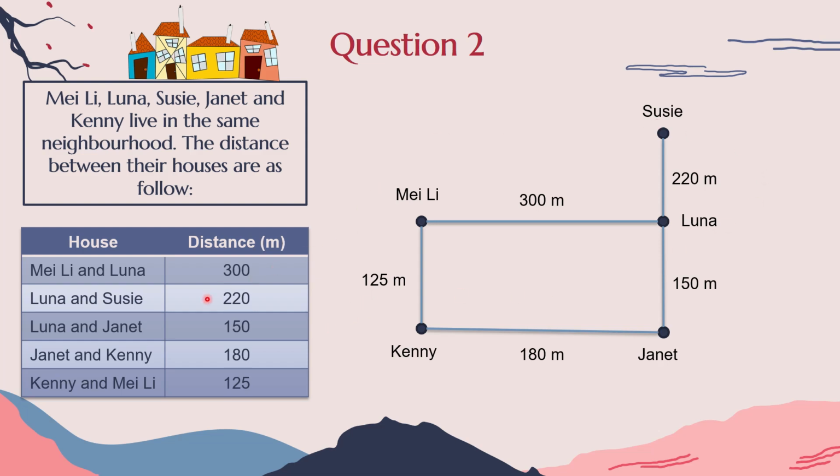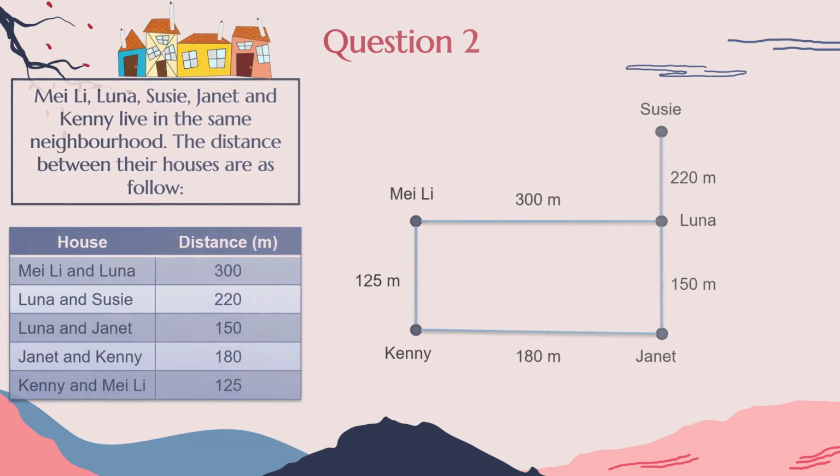Now we have fulfilled all the information from the table. We have finished drawing the graph for this information. We can call this graph a network. This is a network that represents this information. Do you understand how to draw this graph? Yes. Simple only, right? Okay, next.